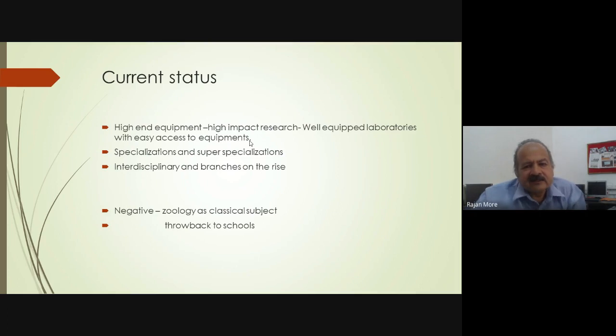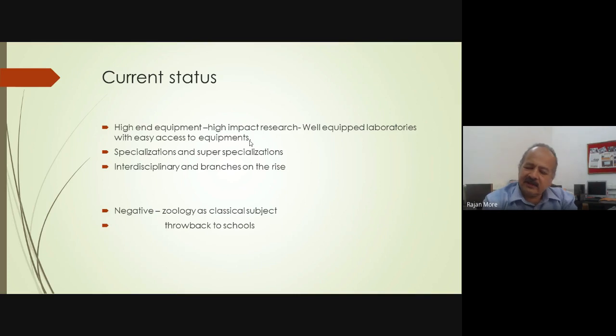Now this is the current status of zoology as far as our teaching is concerned, and the current day status is concerned. So what has happened? I have already written a point in the previous slide that high-end equipments are easily available to all the researchers, all the aspiring scientists, and that is why we are getting high impact research. But what has happened because of this high impact research is that zoology and the branches of zoology, about 112 branches are recognized, or more than that, have become specialized and super specialized. And they have lost their original contact with the mother zoology subject.